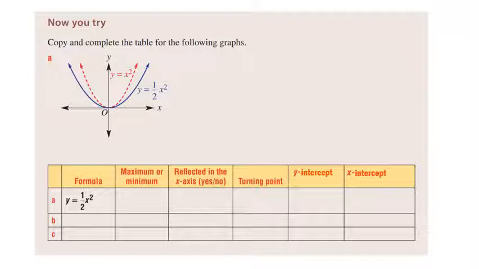I'll whip through this last example. So we're looking at the blue graph. Does it have a maximum or a minimum? Well, this point here is the minimum of the graph. Has it been reflected in the x-axis? No. Turning point is here at the origin, so 0, 0. Y-intercept also is 0. And x-intercept also 0.